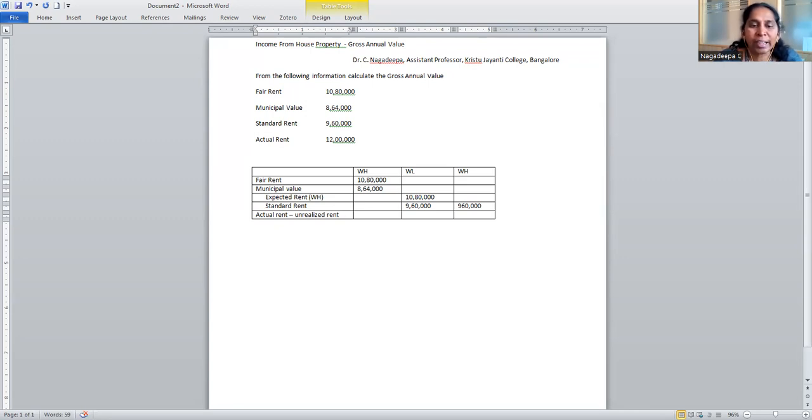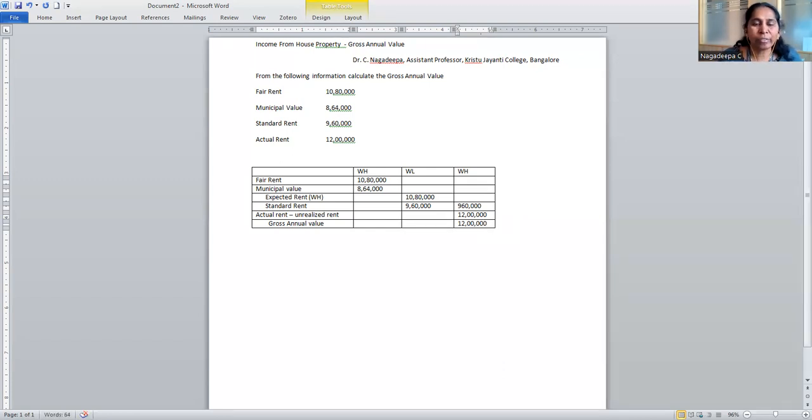So that rent can be deducted from the actual rent and the remaining can be considered as rent received by the owner. In this problem, no unrealized rent is given. So I'm going to take the entire amount of actual rent as received by the owner. Now here you are going to consider whichever is higher. If you see 9 lakh 60,000 or 12 lakhs, whichever is higher, 12 lakhs will be considered as the gross annual value. So gross annual value is 12 lakhs. This is the calculation of the gross annual value.